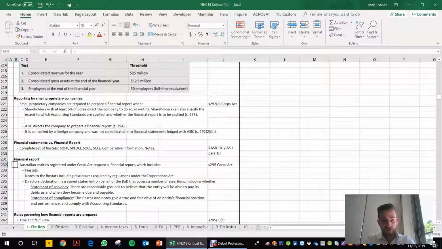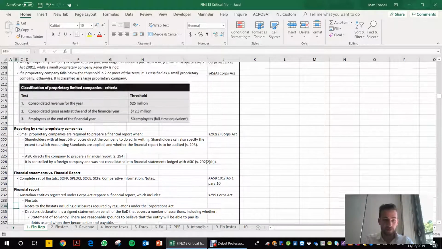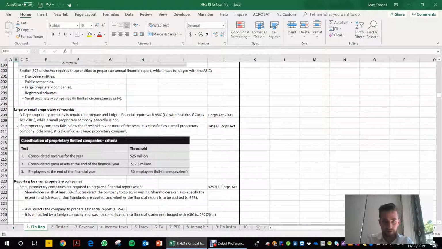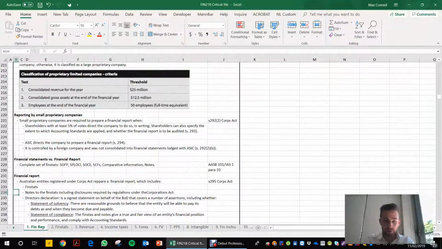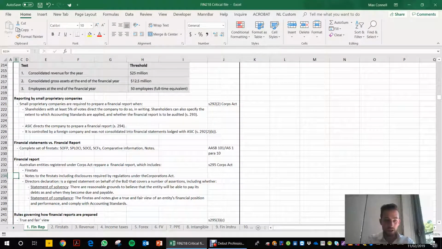So this is talking about the difference between financial statements and a financial report. So this is always a little bit confusing. Financial report is the more comprehensive one. Financial statements is the bare minimum. So a complete set of financial statements goes into, so this is what goes into a financial report.